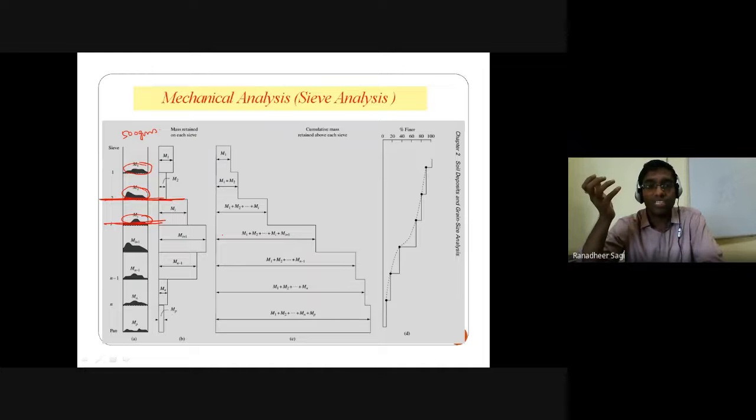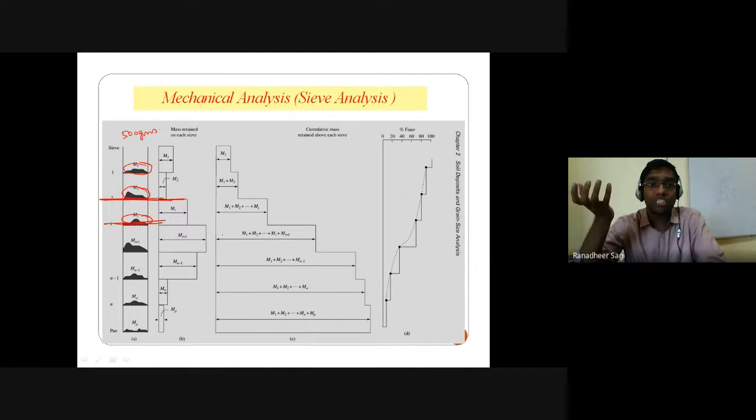How do I get the percentage of particles which got retained on the first sieve? It's nothing but the mass of the soil grains which got retained on the first sieve divided by the total mass of the soil you have considered. The total mass of the soil is simply 500 grams. Out of that 500 grams, how much got retained on the first sieve? Let's say it is 20 grams. So 20 by 500 gives you the percentage of soil particles retained on your first sieve.